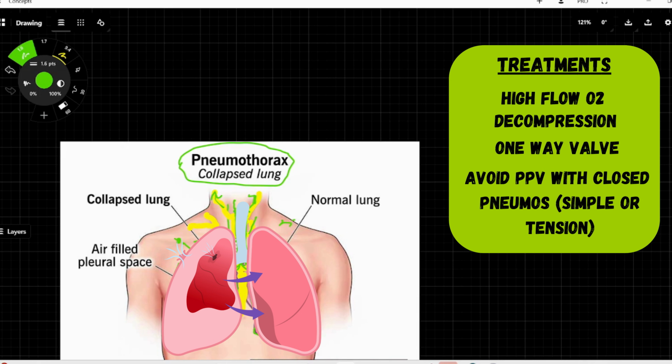Now, if this is a closed pneumothorax, that's even worse because there's no way other than needle decompression to decrease the pressure in the chest. So we really want to avoid, or at least not be trigger happy on, the positive pressure ventilation or CPAP or BiPAP. And that's about everything you need to know. And now you know how a tension pneumothorax causes obstructive shock.